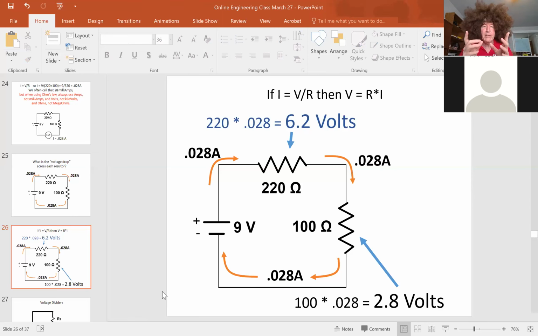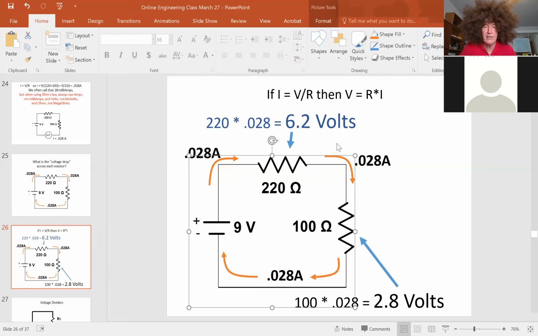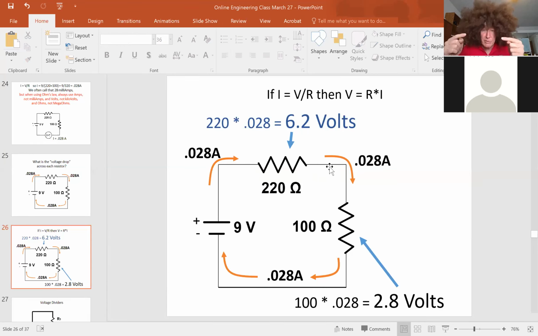So now we understand. The voltage drop across one resistor is the difference in pressure. On the left side of this resistor, where I've got my cursor right now, the absolute voltage is 9 volts. It drops by 6.2 when it crosses over here. So on the right side of this resistor, the absolute voltage is going to be 9 minus 6.2, which works out to be 2.8 volts.